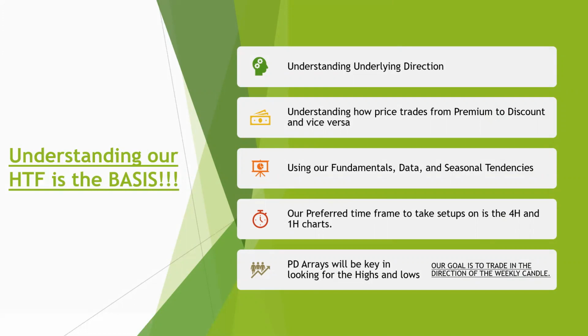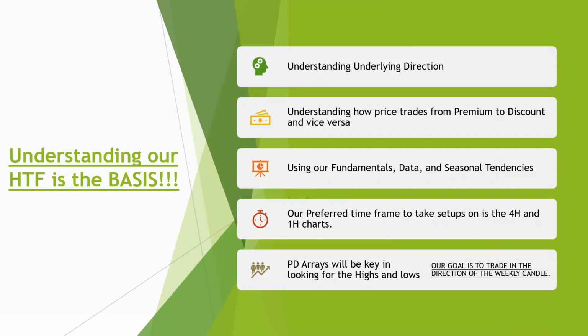I already stated that our preferred time to take setups is going to be the 4 hour and the 1 hour charts. At least that's my preference. And we're going to be looking at PD arrays in key areas. So we're going to be looking at our weekly and our daily order blocks. We're not going to be looking at 15-minute order blocks and 1 hour fair value gaps, and even most 4 hour PD arrays are not necessarily the best to trade off of when we're looking for short-term trades. Now, our goal of short-term trading is to trade in the direction of the weekly candle.